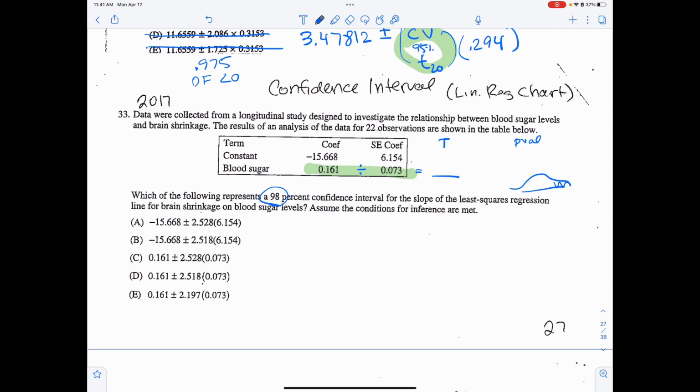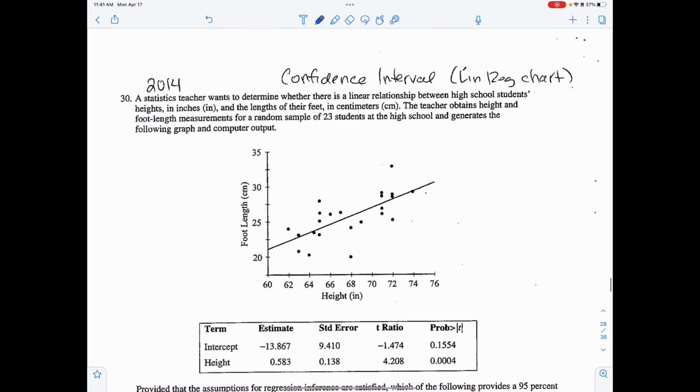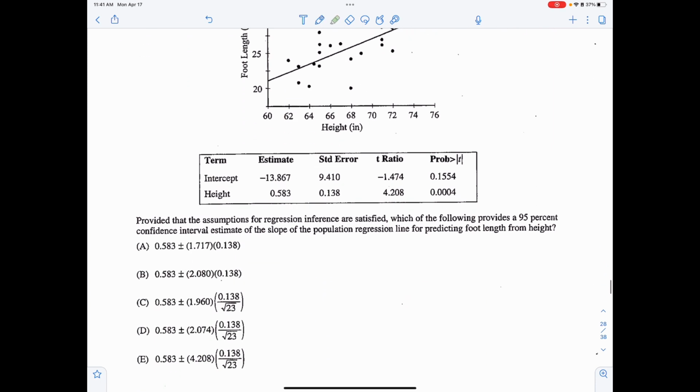So I'm looking for 0.161, so we know it's not this one, and 0.073, so it's one of these, and I have to determine which t-star. So t-star for, it says 22 observations, so that's degrees of freedom of 20. Guys, I guarantee you, they're going to have a degrees of freedom wrong in here. They'll have 21 to trick you because of not remembering that it's n minus 2, because it's a linear regression and I have an x and a y. So I do end up getting 2.528, which is C.